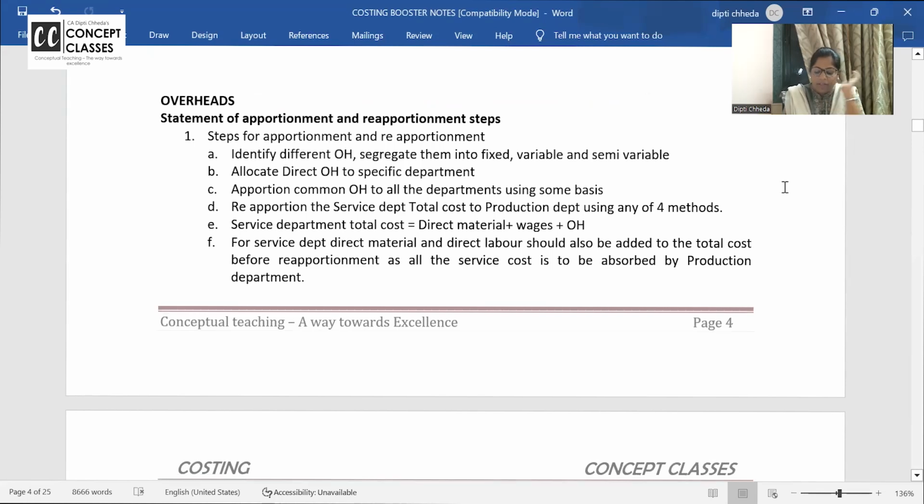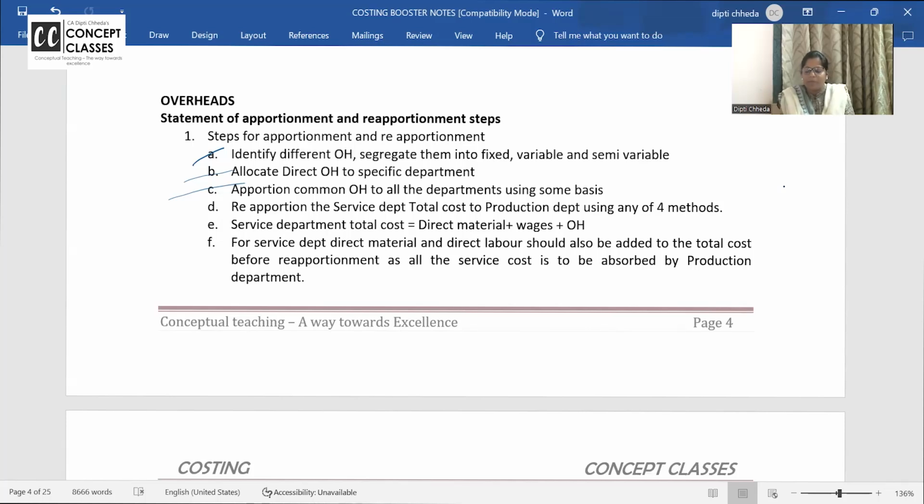Look at this. Steps for apportionment: identify the overhead, segregate into fixed and variable. Sometimes they'll ask you to segregate into factory, admin and selling, which we have already covered in the cost sheet. We have taught you how to do it. Now allocate direct overhead to the specific department. Apportion common overhead to all the departments on the basis which I have to show you now. I'm just doing a revision of what I have done. Last, I'll go to the supplementary overhead rate.